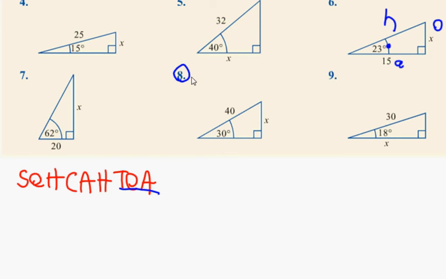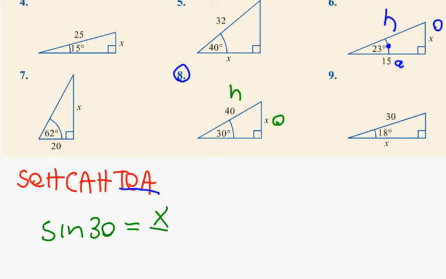Question 8. So in question 8, what two sides do we know? The 40 is the hypotenuse, x is opposite. O and H. Which one is O and H, Aaron? Look for O and H together and look for the letter that comes beside it. So, S. Sine. What goes beside the sine? The angle. What angle is it? 30. Sine 30 equals what, guys?